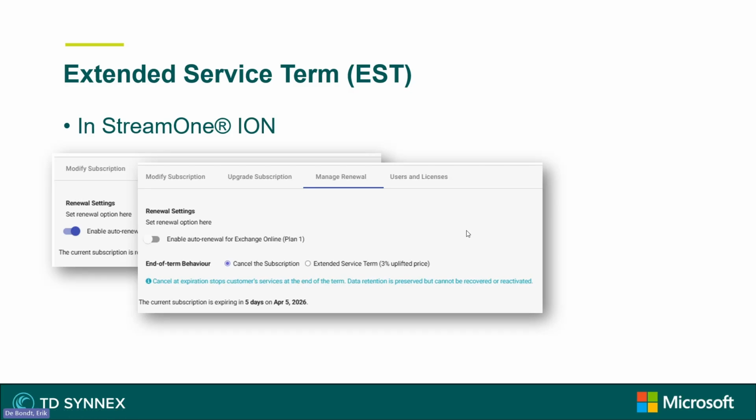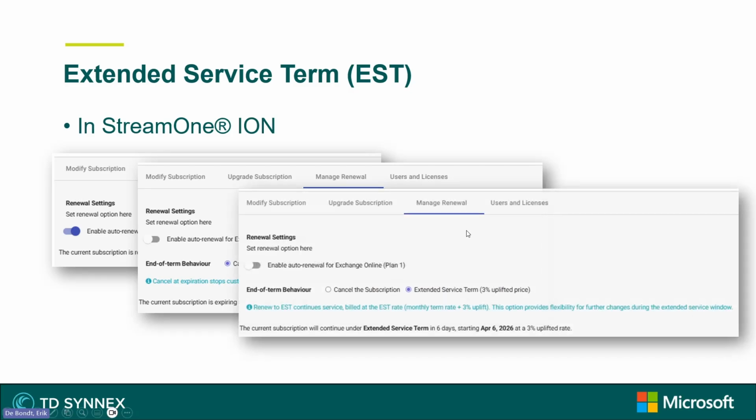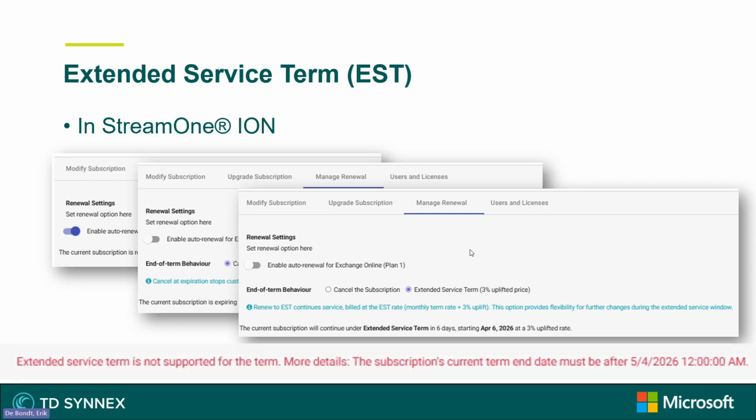Or you can go to extended service term with a 3% uplift compared to the monthly licenses. You will also see that on the text below. If your license will stop before May 5th or on May 4th, and you go to EST, you get this notification. So then you go to the old way of working, meaning just cancel it with a 30-day grace period on a yearly return.